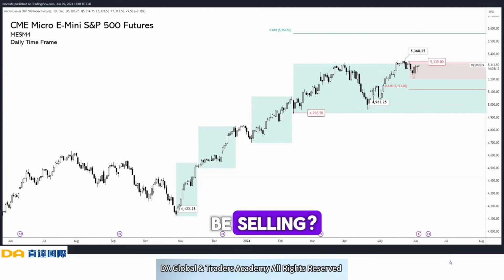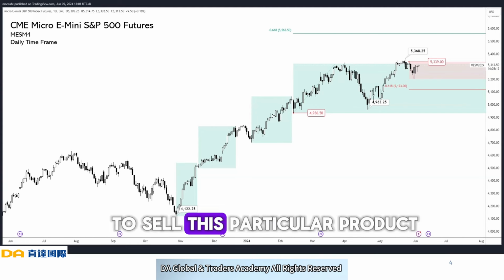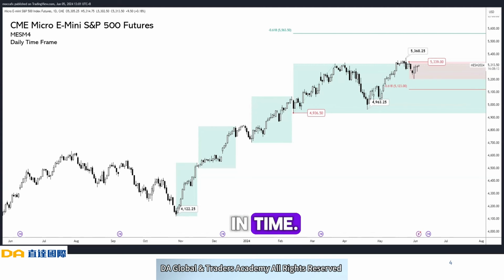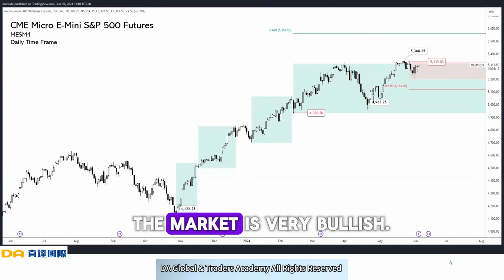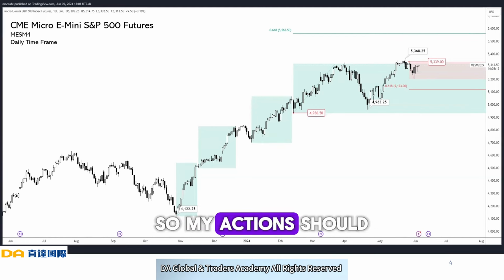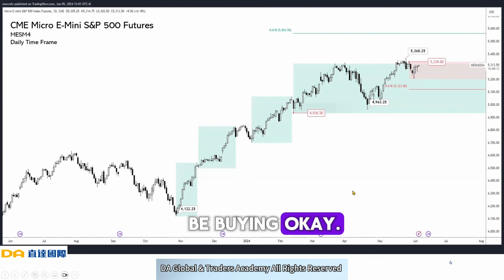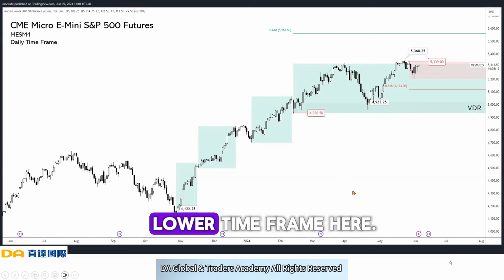And should I be selling? No, I don't want to sell this particular product at this particular point in time. Obviously, things may change. But for now, based on what I can see from the weekly and daily time frame, the market is very bullish. So my action should be buying. Okay, so now let's go down to the next lower time frame here.